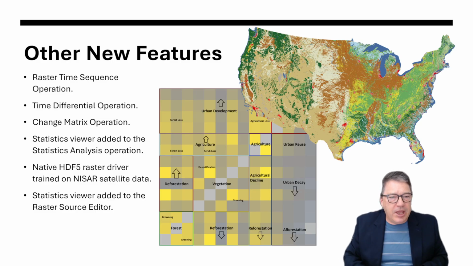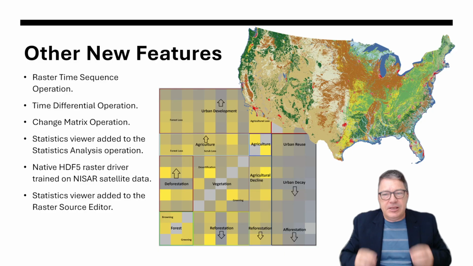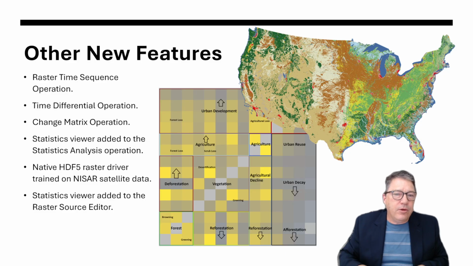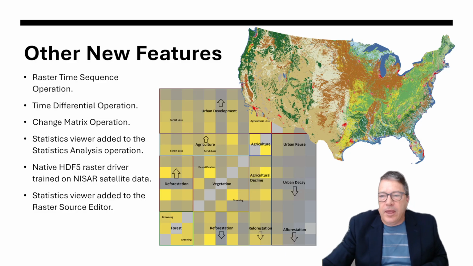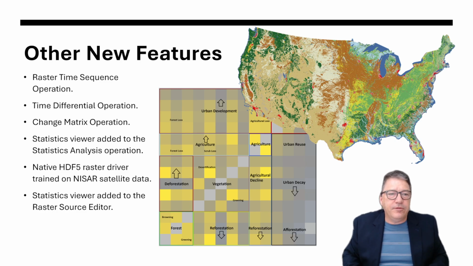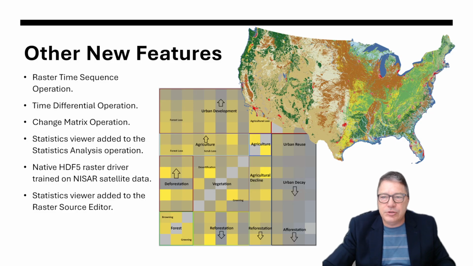And then there's the change matrix operation. To see that in use, go to my website. There's an article about the Annual NLCD dataset. You can see it here. This is a land use dataset for the United States from 1985 through to 2024, and you can see an example of those three new operations being used to process that dataset.